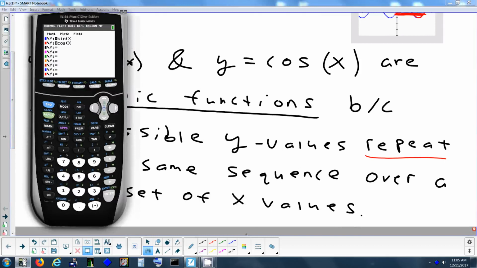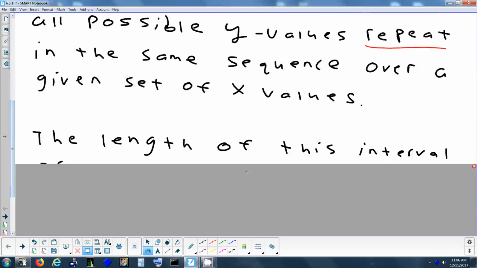If we look at the graph of tangent, it's periodic because it's repeating the same thing over and over, but it doesn't look like sine and cosine. It's kind of these repeating curves. Right, so we'll look at that one later in the week.